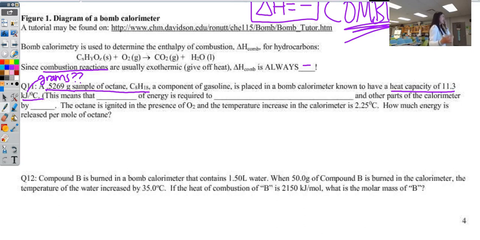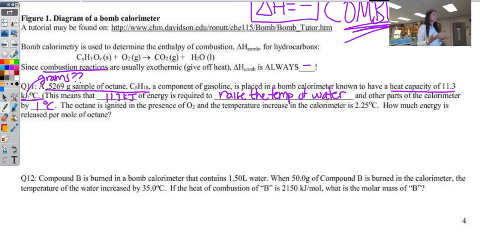So let's break down what this 11.3 means. That means that 11.3 kilojoules of energy is required to raise the temperature of everything in that calorimeter, including the water, because there's water in this calorimeter, and all the other parts of the calorimeter. By how much? Well, it's that many kilojoules for every 1 degree Celsius. That's what that number is.